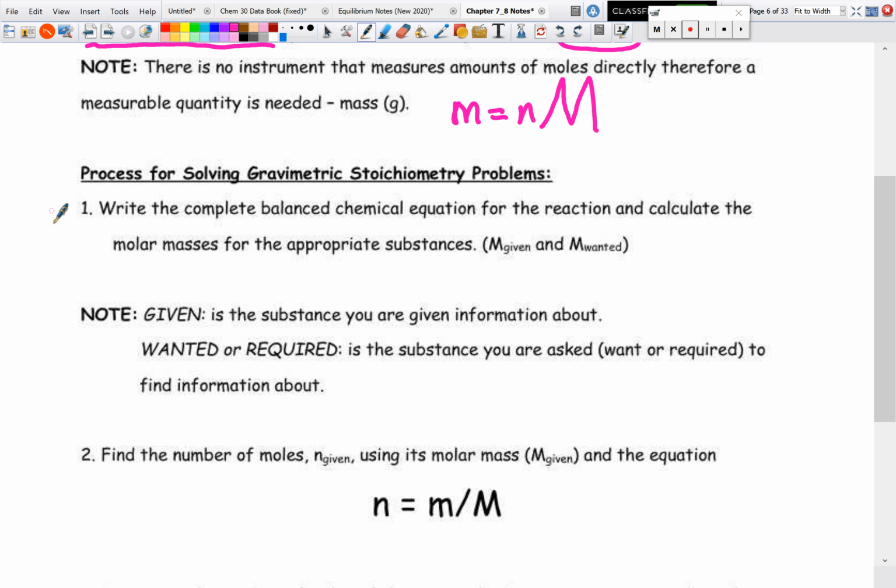Now the first step we're going to do is write the complete balanced chemical equation. And of course, we can calculate the molar masses for our appropriate substances, and that is the substance that we are given. In all these stoichiometry problems, we're going to have to be given at least a mass of one thing. So we're going to classify that as our given substance, and then of course there's the mass of our wanted substance. And that's what we have right here in the note. The given is the substance we are given information about. Our wanted or required is the substance we're asked or required to solve or find information about.